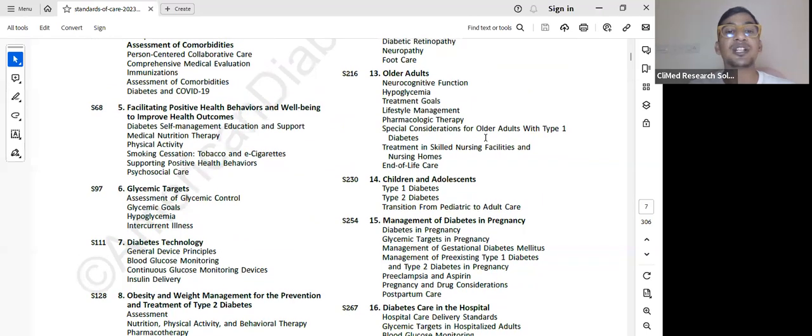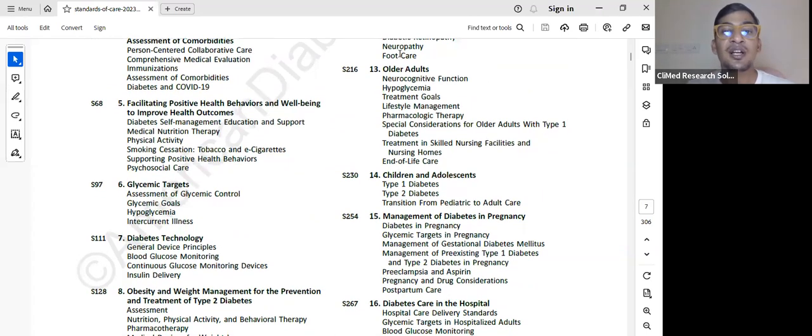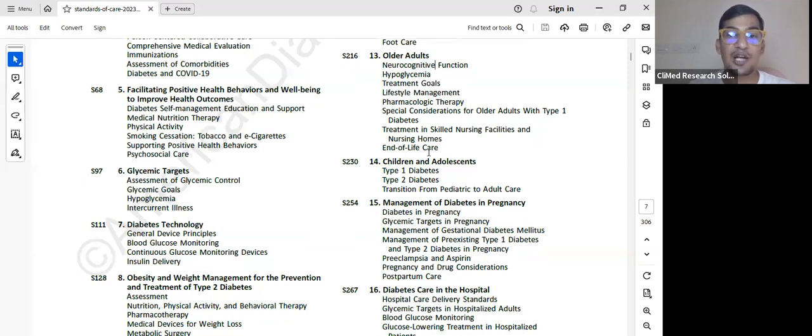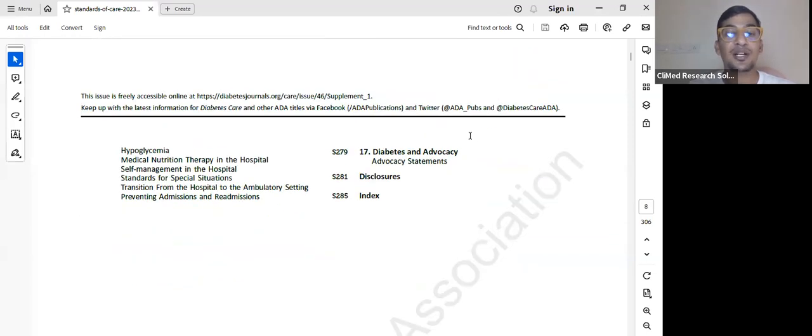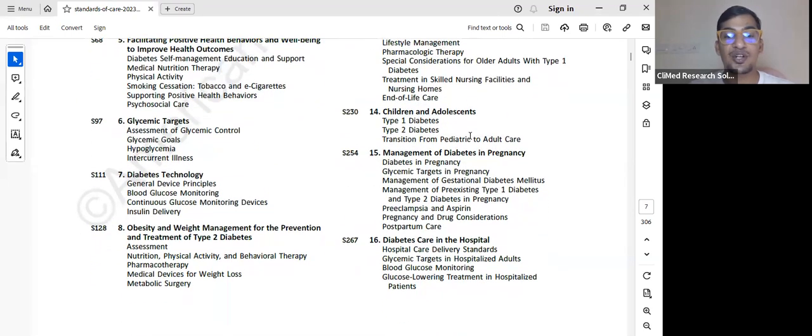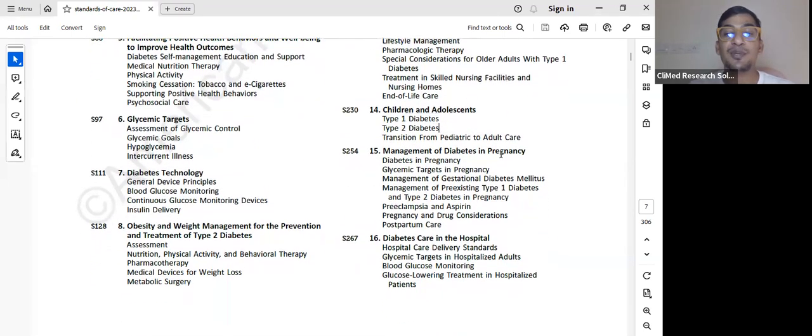Then how diabetes behaves in elderly patients, right? So geriatric diabetes and geriatric diabetes treatment, right? And special cares in that, end of life care, children, adolescents, I was talking about the different types. So type 1 diabetes in children, type 2 diabetes in children. And then pediatric to adult care, how it transitions, okay, how it transforms. And then management of diabetes in pregnancy.